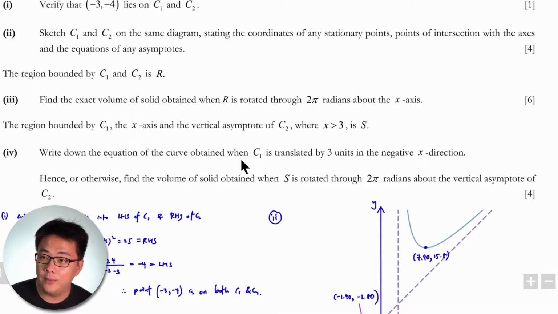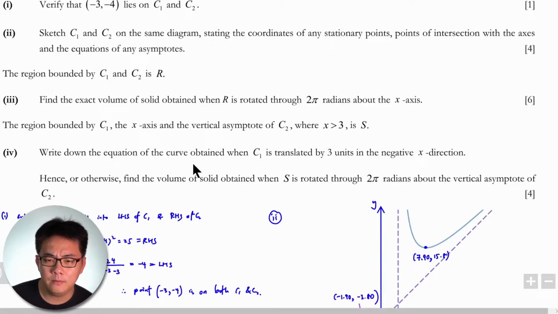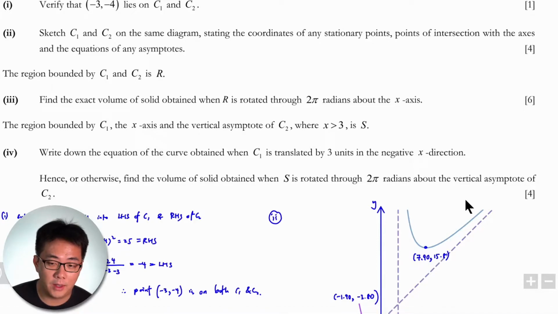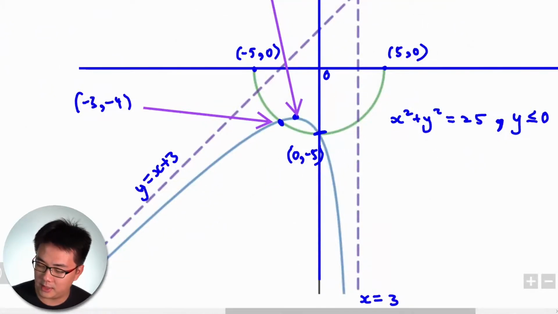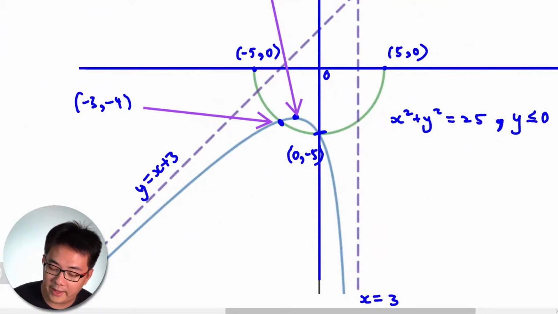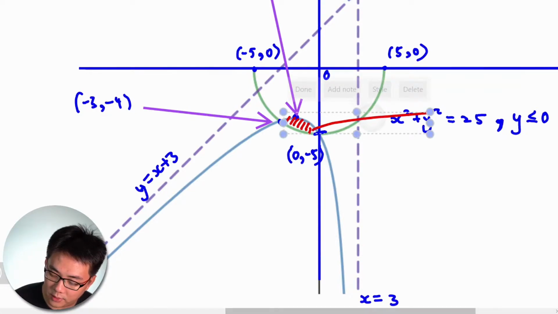So let's look at part 3. Part 3, you're told that the region R is bounded by C1 and C2. Find the exact volume of the solid obtained when R is rotated through 2 pi radians about the x-axis. So that's alright. The first thing is this part here. This is our R, right? So this is R here.